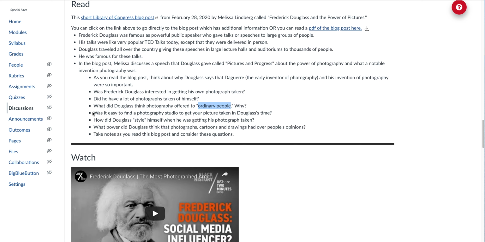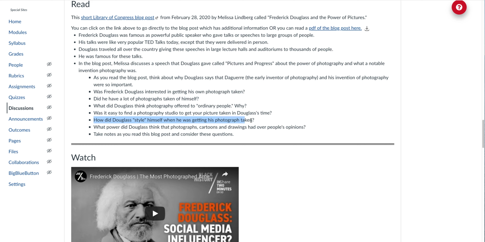Was it easy to find a photography studio to get your picture taken in Douglass's time? So remember, back then, only a few people owned cameras, so you had to go to a photography studio to get your picture taken. And Douglass says photography studios are everywhere. Even in the smallest towns, you can get your picture taken.